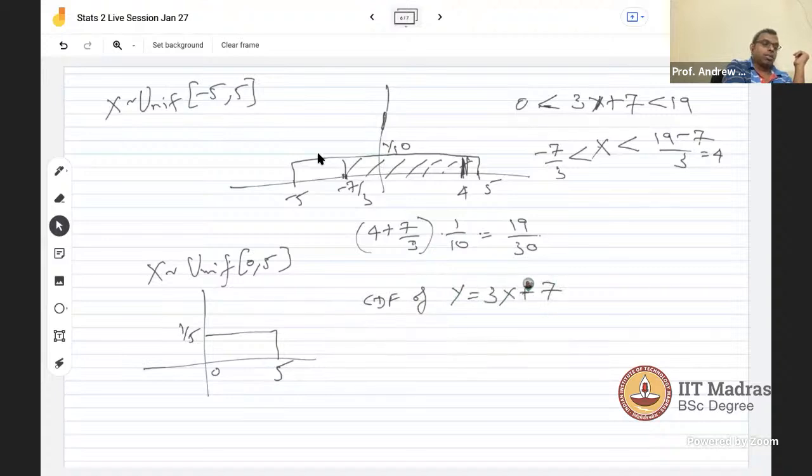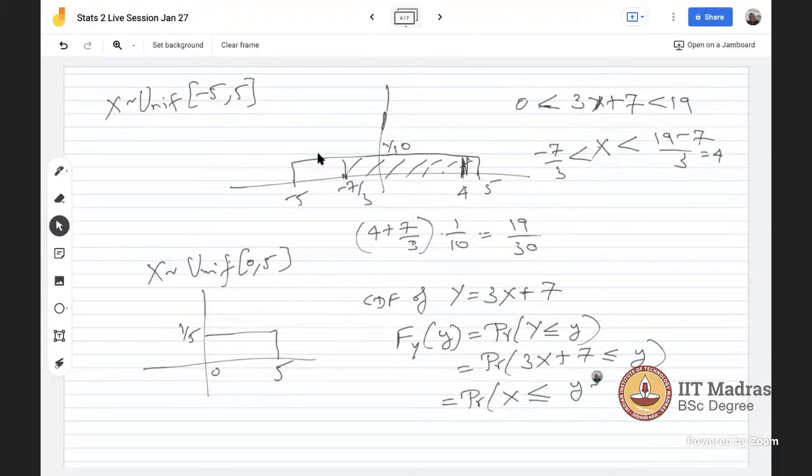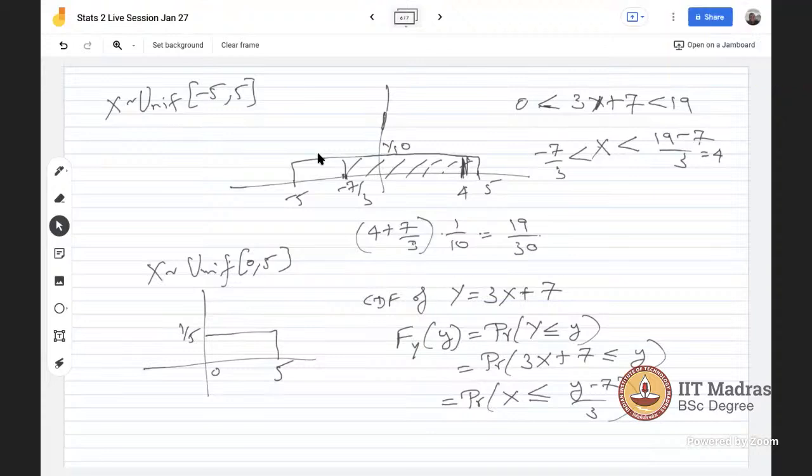So this is my function, right? So what is the CDF? If you want to evaluate F_y at some value y, that's the same as the probability that Y is less than y, and that's the same as the probability that 3x plus 7 is less than or equal to y, and that's the probability that x is less than (y minus 7) by 3. You could do that. But before I do all that, I always like to fix the range of values that y takes. It's something that's useful to do.